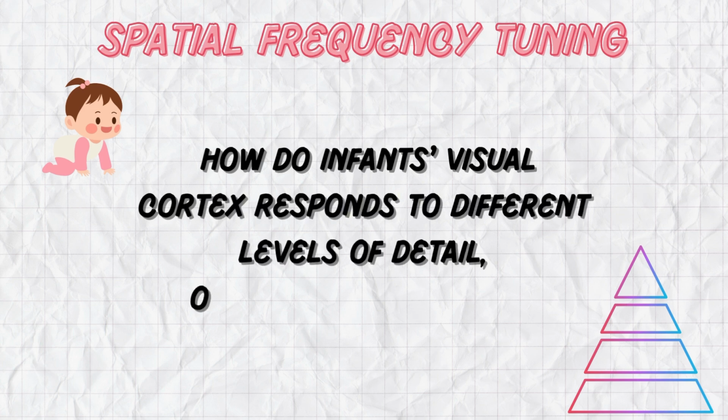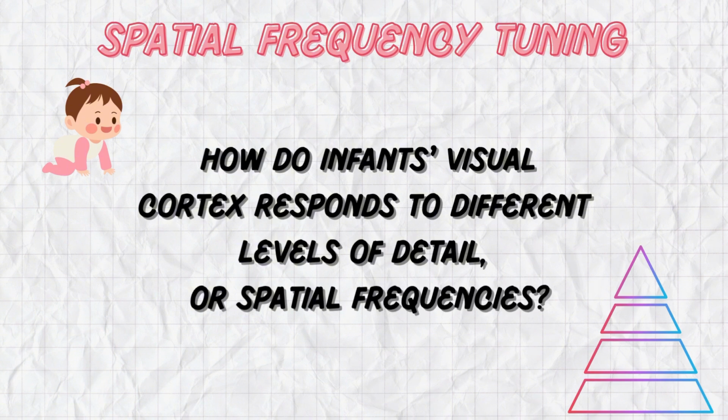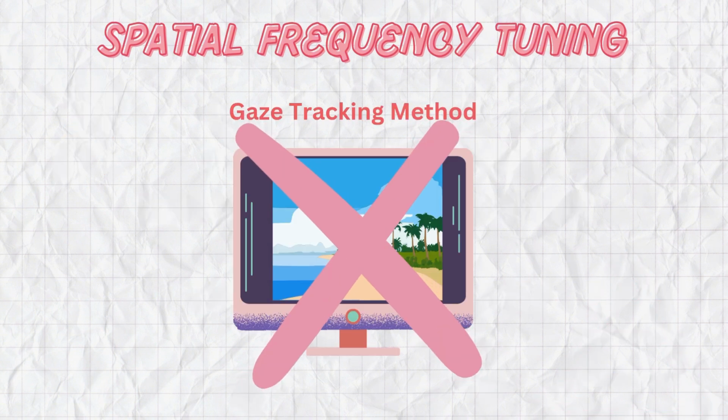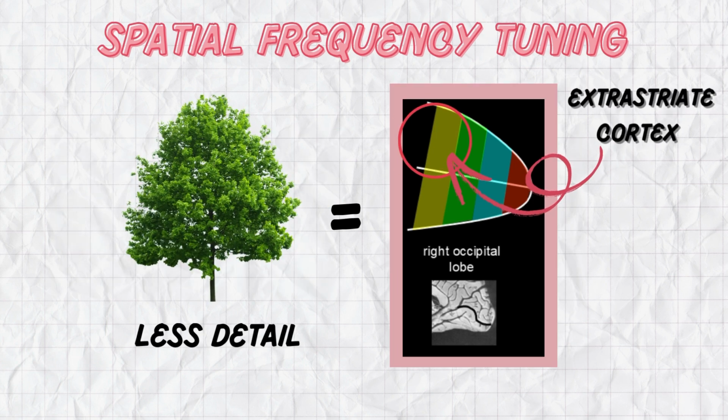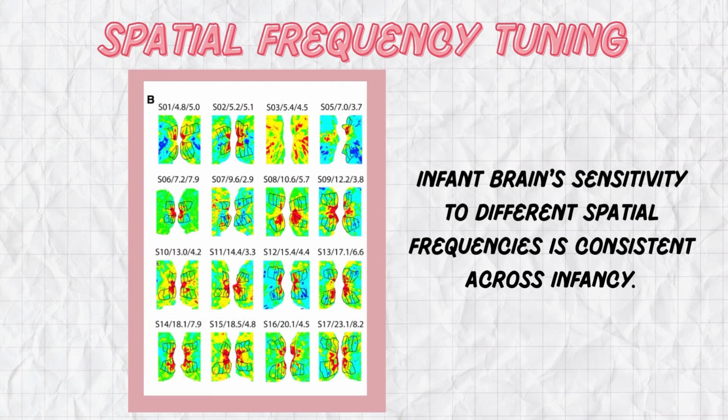So how does the visual cortex respond to different levels of detail, or spatial frequencies? They used spatial frequency tuning as a substitute for traditional mapping. They knew from prior studies that in adults, high-frequency patterns activated areas near the center of vision, while low-frequency patterns activate areas further out in the periphery. Voxels' sensitivity was analyzed between high and low frequencies using brain imaging data.